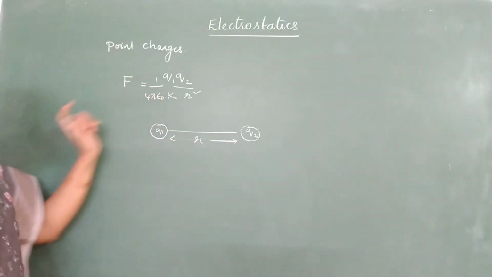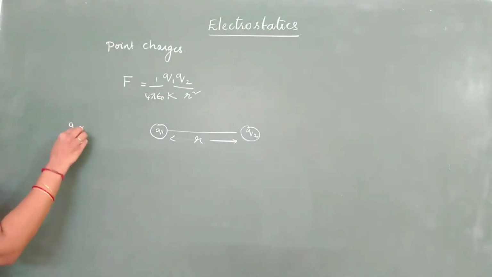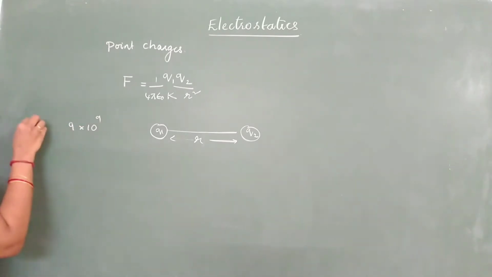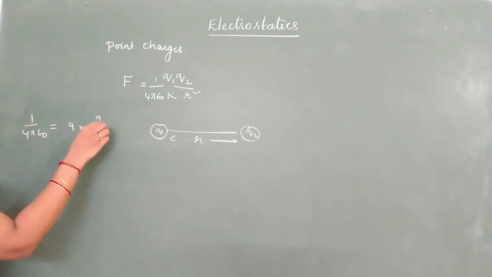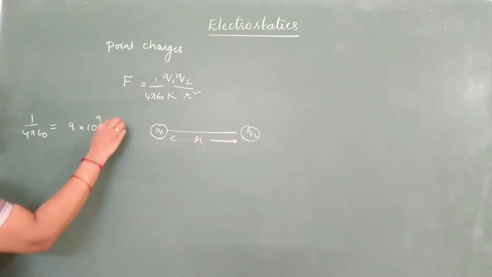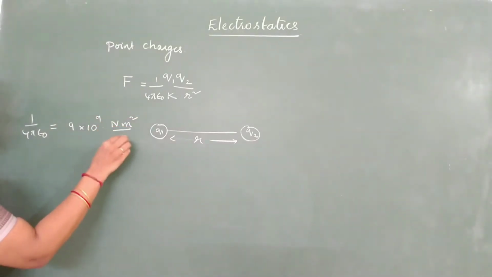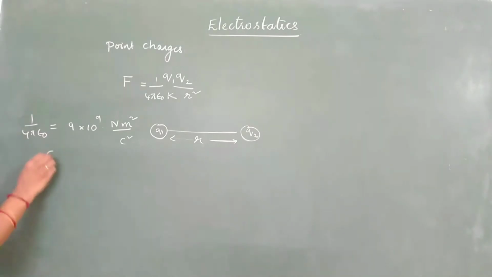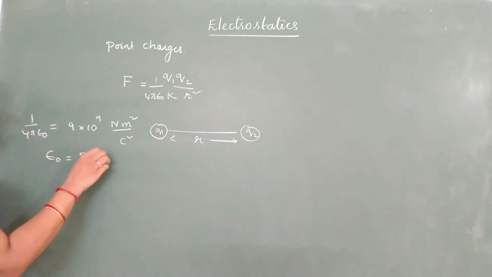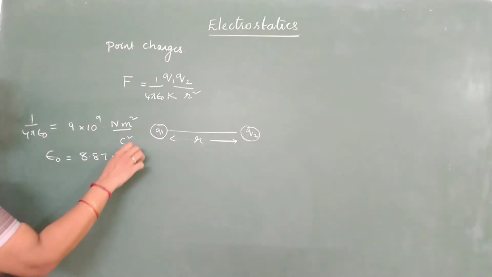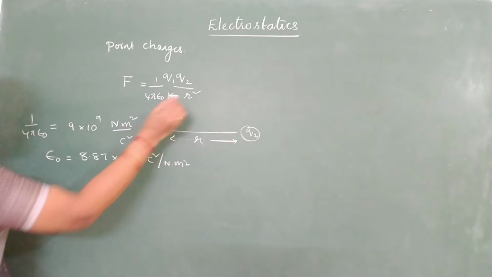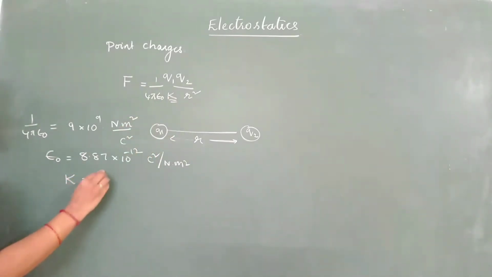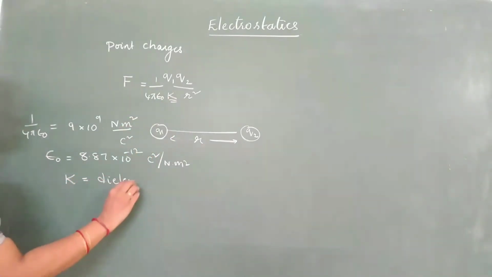And we know 1 by 4 pi epsilon naught is 9 into 10 to the power 9, its unit is Newton meter square per Coulomb square. Epsilon naught is called the permittivity of free space, whose value is 8.85 into 10 power minus 12 Coulomb square per Newton meter square. And this K is called the dielectric constant, which is a dimensionless quantity.